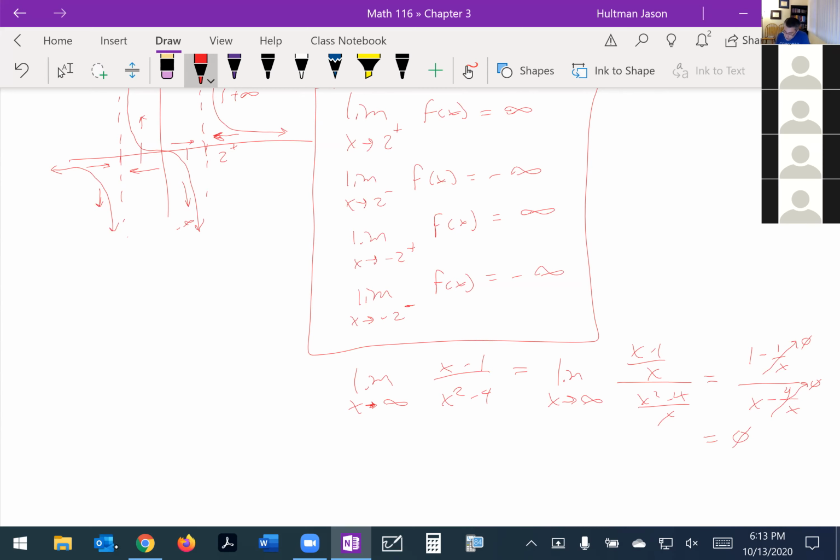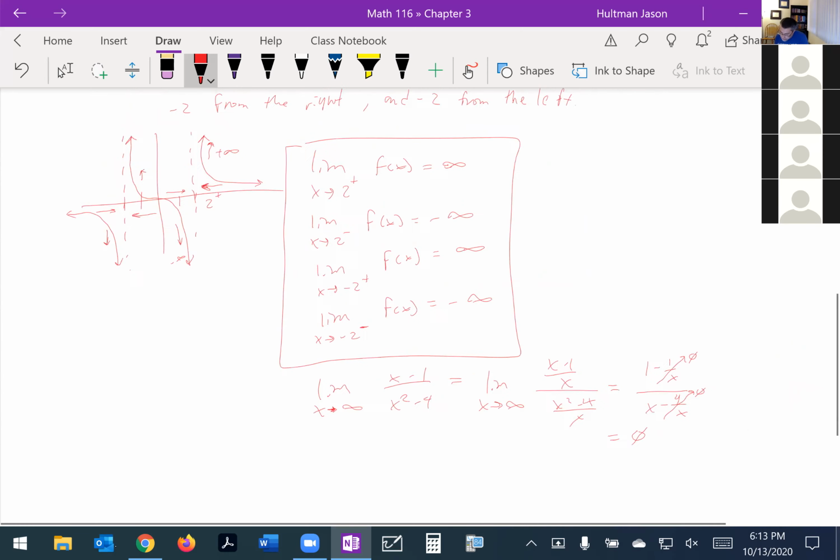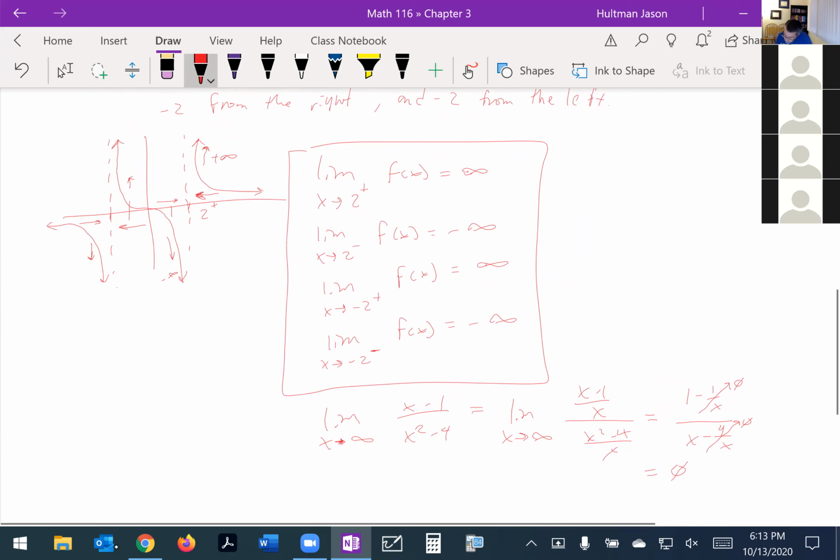Now, what does this mean? That means that as the x values get bigger and bigger, the y values are going to get smaller and smaller. So the limit goes to 0. And when a limit at infinity or negative infinity approaches a finite value, we call this a horizontal asymptote.